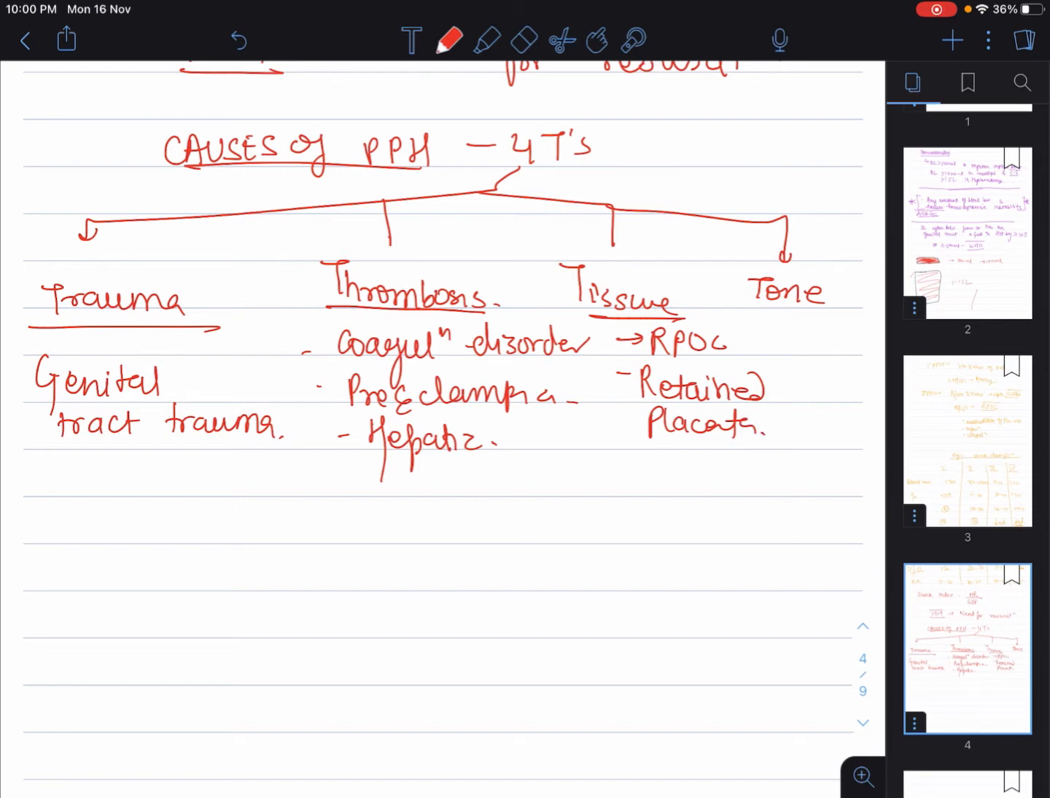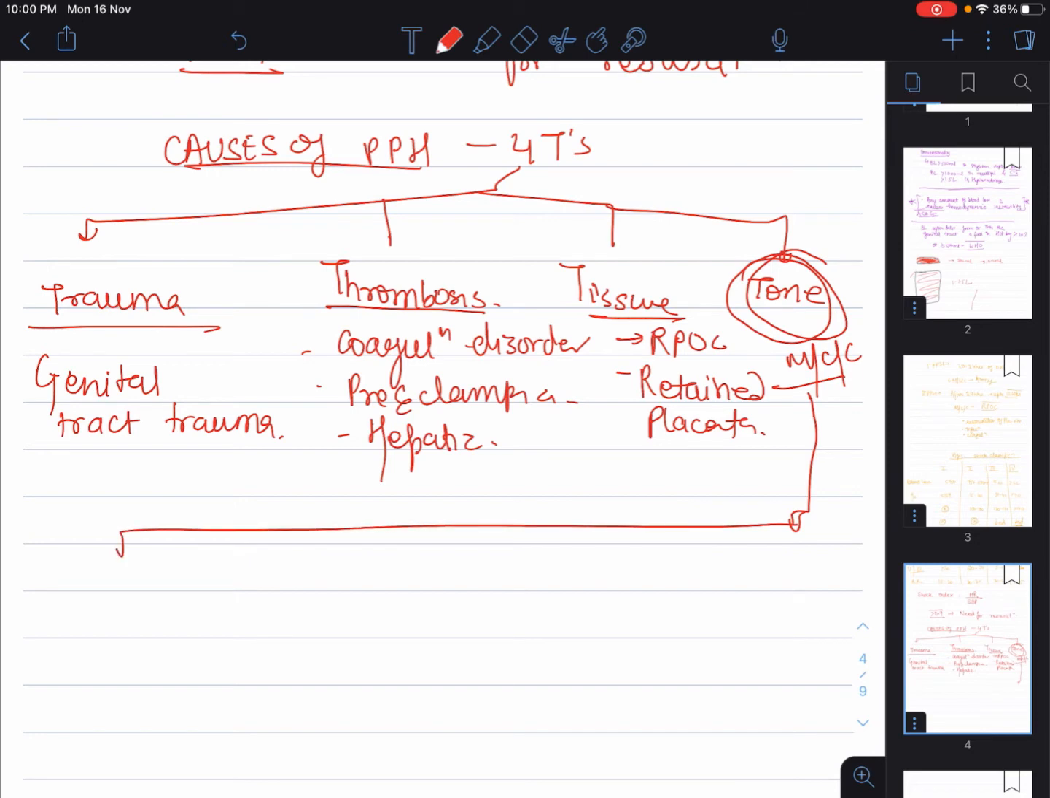And finally tone. Now this is the most important because it will tell you the different reasons why atony will happen, and this is the most common cause that I'll be emphasizing again and again. So this can be various causes. So let's deal with this. Right. So tone.